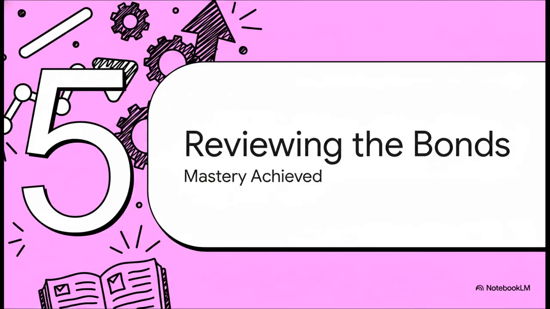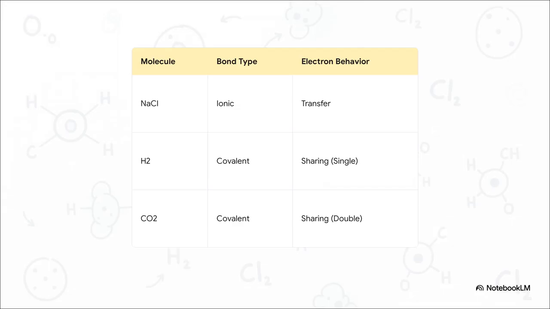Section 5. Reviewing the bonds. Mastery achieved. We have successfully followed the recipe book for 3 vastly different molecules. So let's bring this complete picture together and see how this builds. We started with sodium chloride, an ionic bond characterized by the total transfer of electrons to create locked, charged ions. Then we moved into covalent bonds, characterized by electron behavior where atoms actually share to complete their shells.